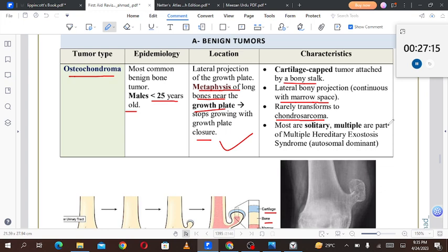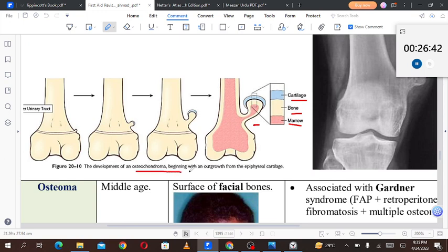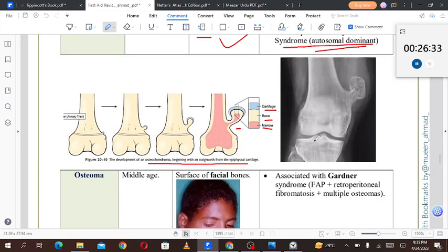Most are solitary. Multiple osteochondromas are part of multiple hereditary exostosis syndrome, MHE, an autosomal dominant condition. Otherwise, mostly it is solitary. Here you can see the development of the osteochondroma, beginning as an outgrowth from the epiphyseal cartilage, which then causes the full-blown osteochondroma formation.